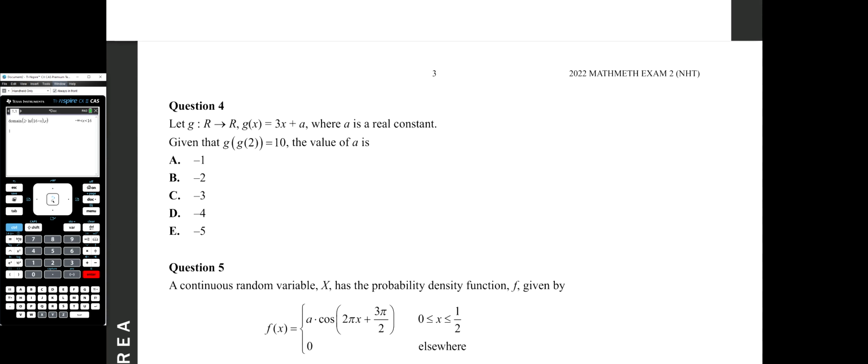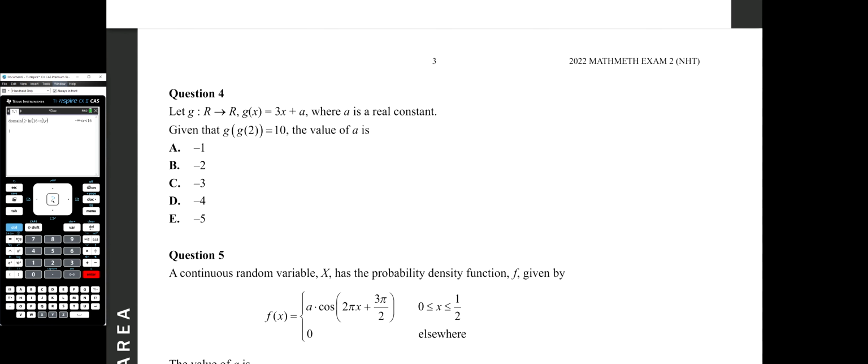You can get this answer via multiple methods. Moving on to question 4. We have g(x) given to us as 3x plus a, where a is a real constant. We are also told that the composite function g(2) is equal to 10. The easiest way I reckon to answer this question is simply define g(x) in the CAS.